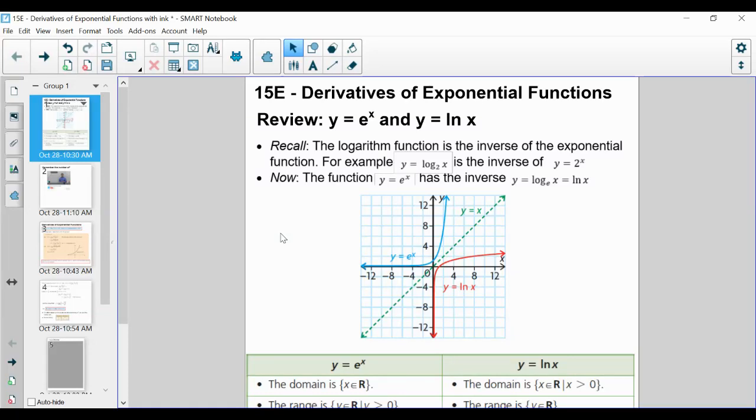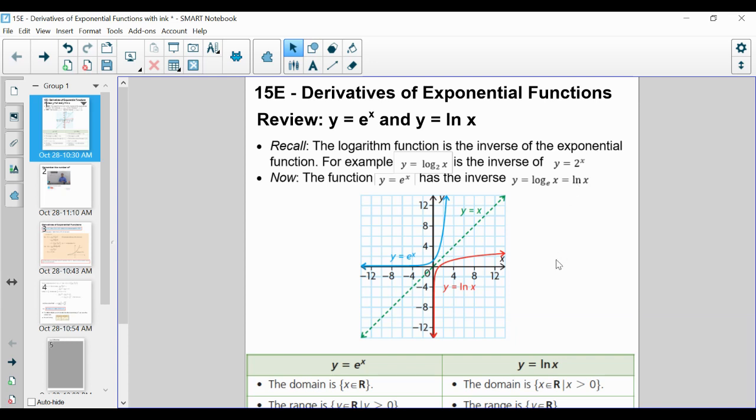Hello everybody and welcome to our video on section 15e, derivatives of exponential functions. First, we have a little review of y equals e to the x and y equals ln x. Just as we saw in some previous videos, the logarithm function is the inverse of the exponential function. So something like log base 2 of x has an inverse of 2 to the x.